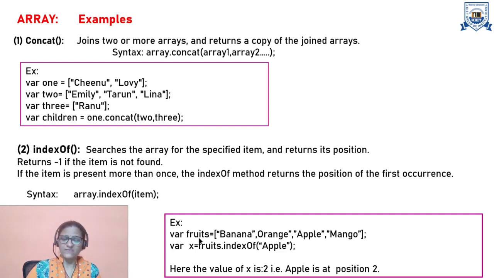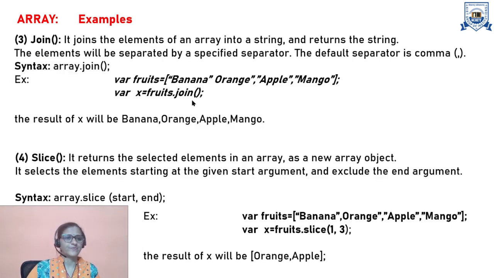In this case, we made the variable, or you can say the array, fruits, and we stored these values: banana, orange, apple, and mango. And we want to find out the index position of apple. So in the fruits object, find the index of apple. As the index starts with 0, it will go 0, 1, 2. Apple is at index 2. So here the value of x will be 2, as apple is at position 2.